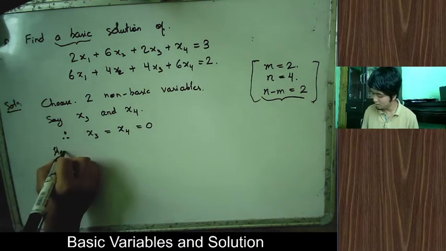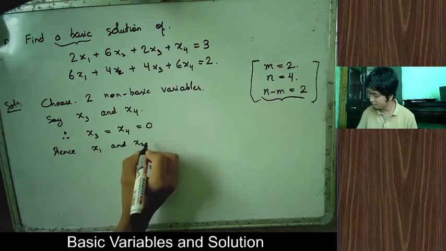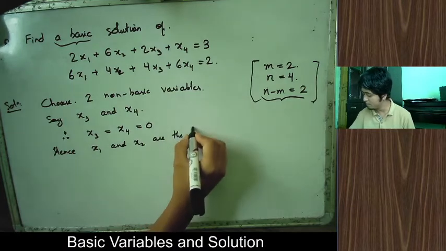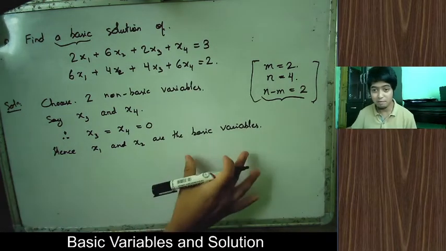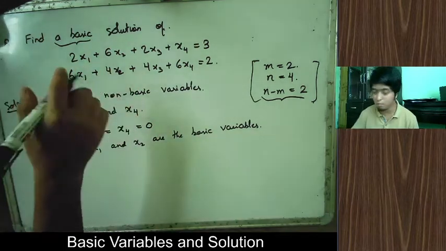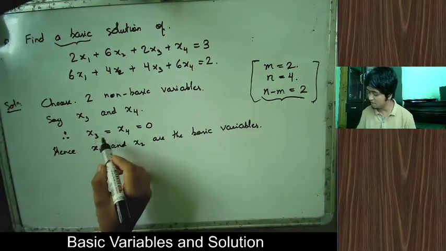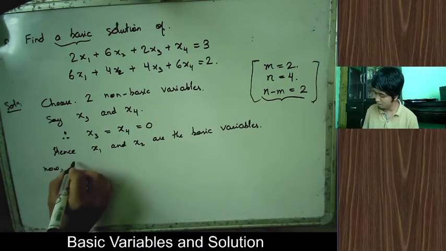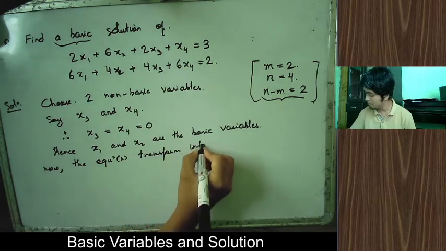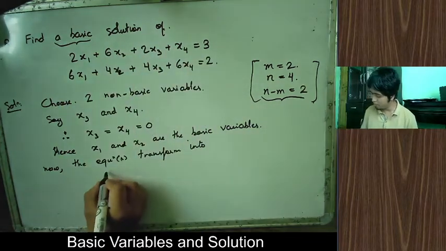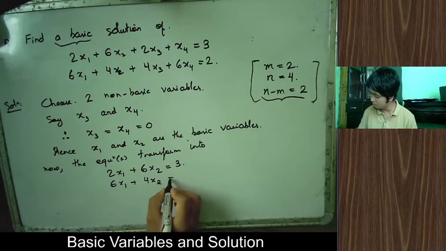Hence the remaining variables, x1 and x2, are the basic variables. We have found the basic variables, and now we just need to find the basic solution. Substitute x3 and x4 equal to 0. Now the equations transform to 2x1 plus 6x2 equal to 3 and 6x1 plus 4x2 equal to 2.